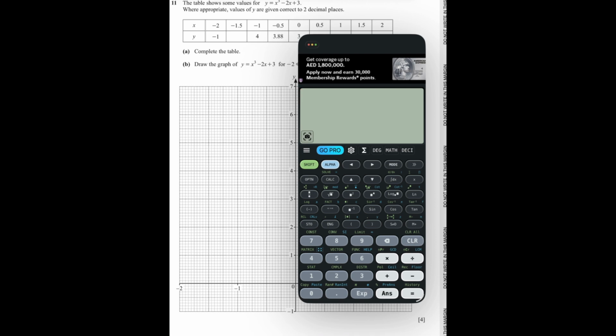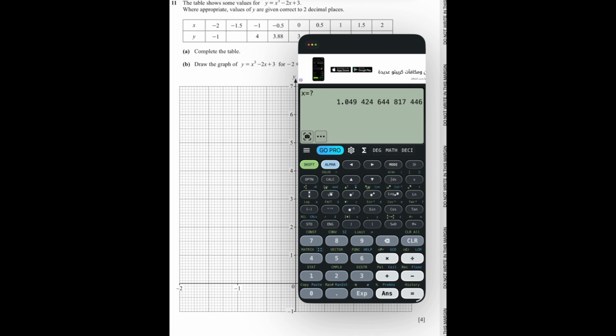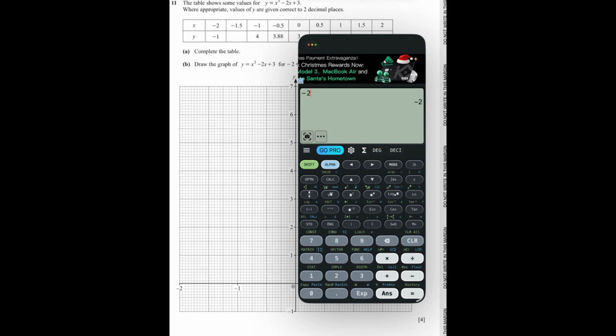All right, so what we're doing is, I'm going to type that equation the way it is here. So alpha x cubed minus 2 alpha x, plus 3. I will tell my calculator to calculate minus 2. Let me see what it gives me. So it gives me minus 1. Let me check, calculate minus 1 gives me 4. So you see, it's very easy.